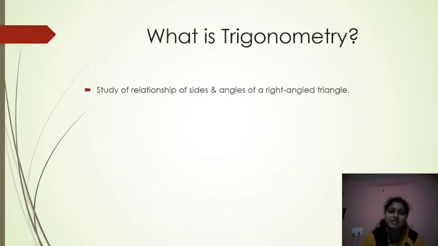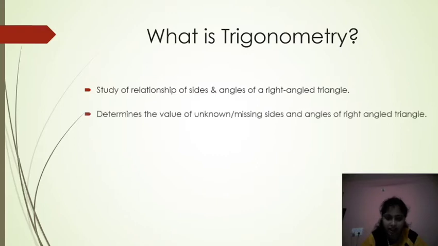Trigonometry is a branch of mathematics which deals with the study of the relationship of sides and angles of a right angle triangle. To be precise, trigonometry applies only to right angled triangles and not to every triangle. It is used to determine the value of unknown or missing sides and angles of a right angled triangle. For example, if two sides of a triangle are given, we can find out the third side with the help of a single angle present.